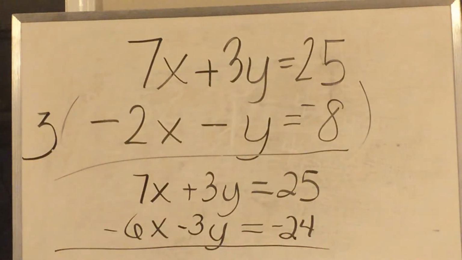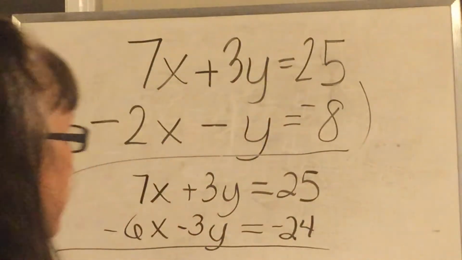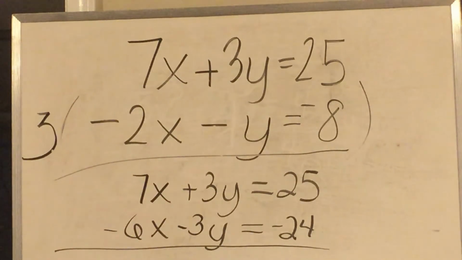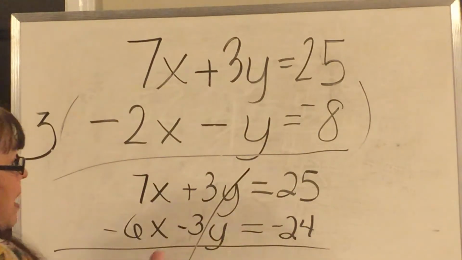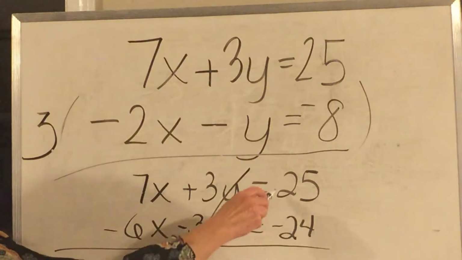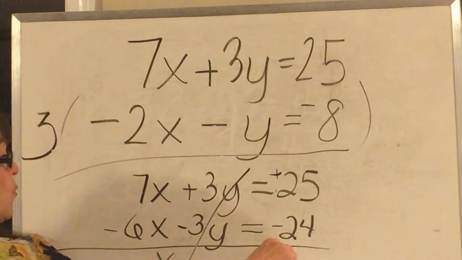Now, that one extra step of multiplying, and you have to figure out the number that you're multiplying by, that leads to yesterday's lesson. Ooh, now we already have opposites. So I'm going to cross them out and not put anything underneath them. X's subtract with other x's. So 7 minus 6 is 1x, or just x, equal 25, that's a positive 25, minus 24 is 1.